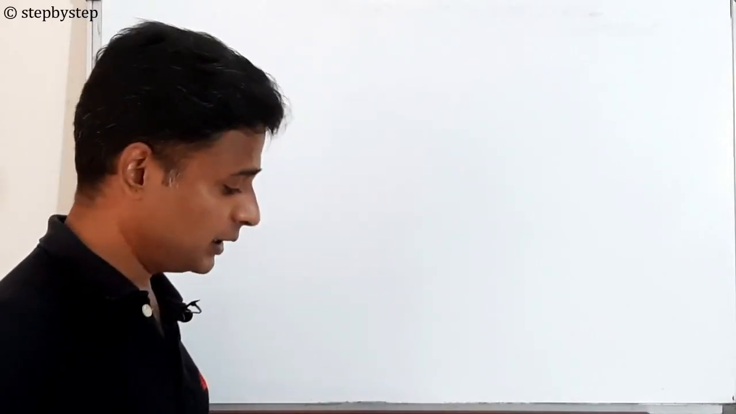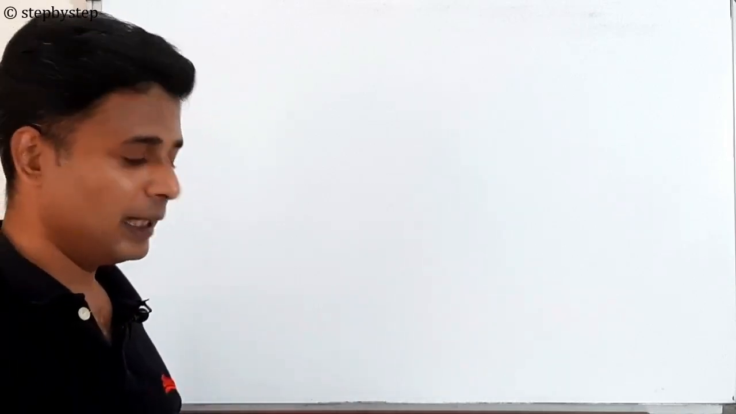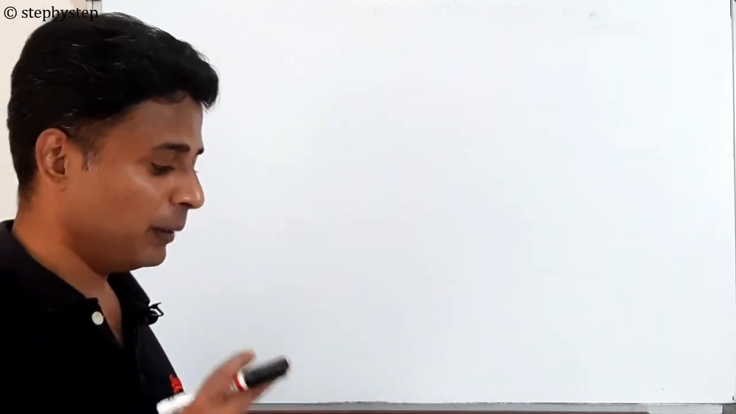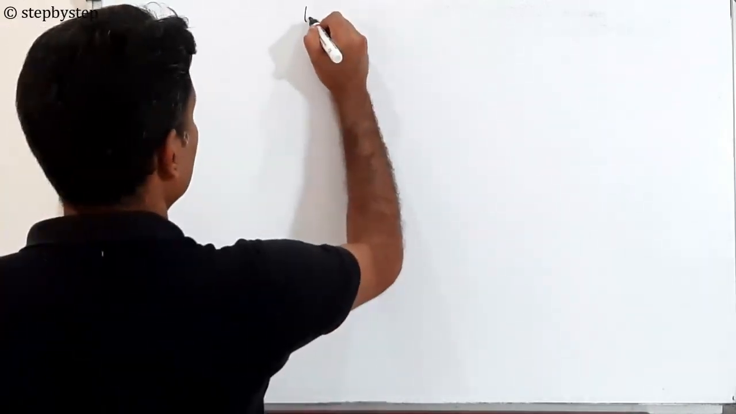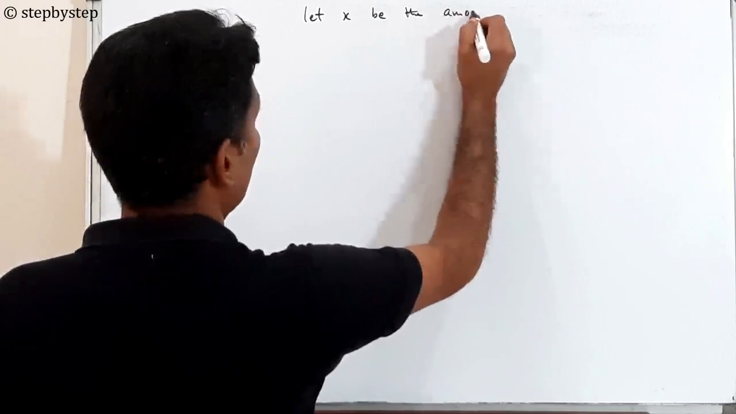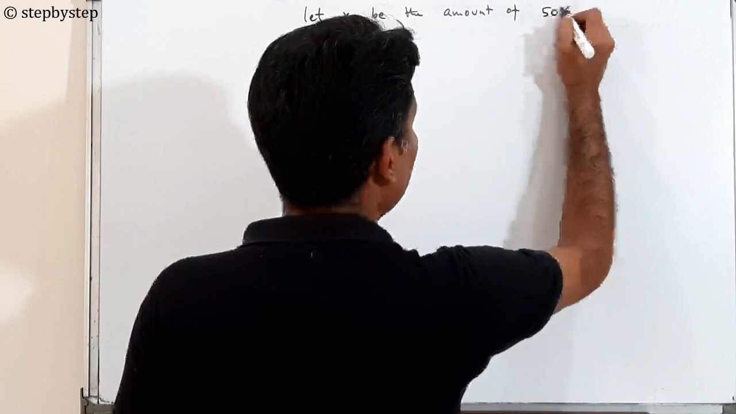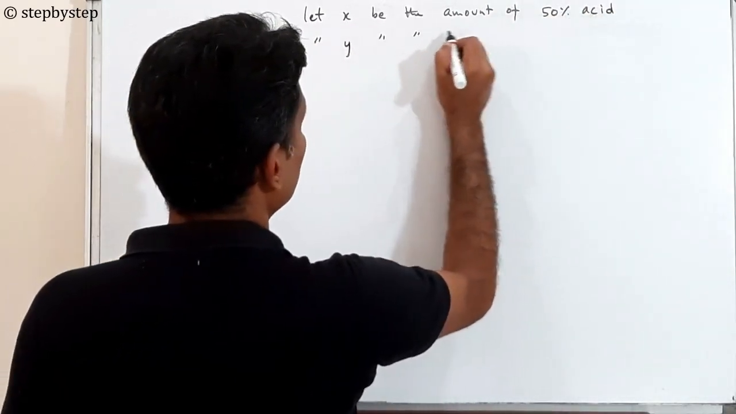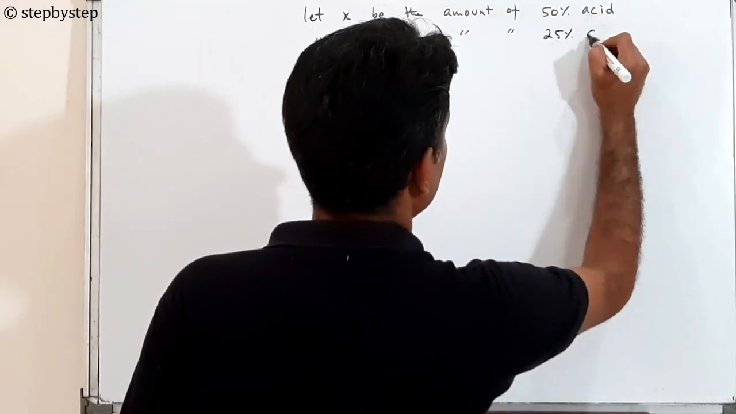Now the 12th question: a lab assistant has a solution of 50% acid and another of 25% acid. How much of each should be mixed to make 10 liters of 40% acid? So let x be the amount of the first one he has, the 50% acid, and let y be the amount of the other one, the 25% acid.